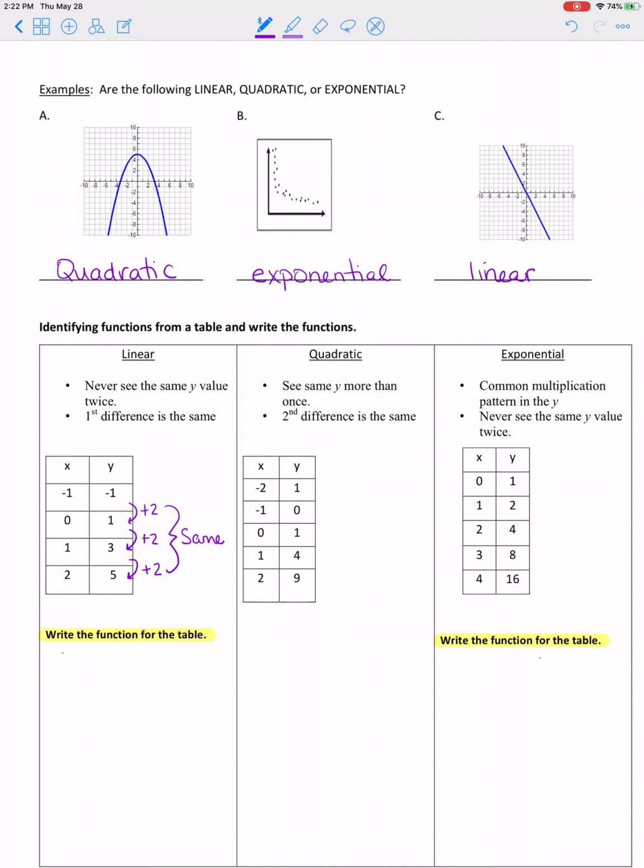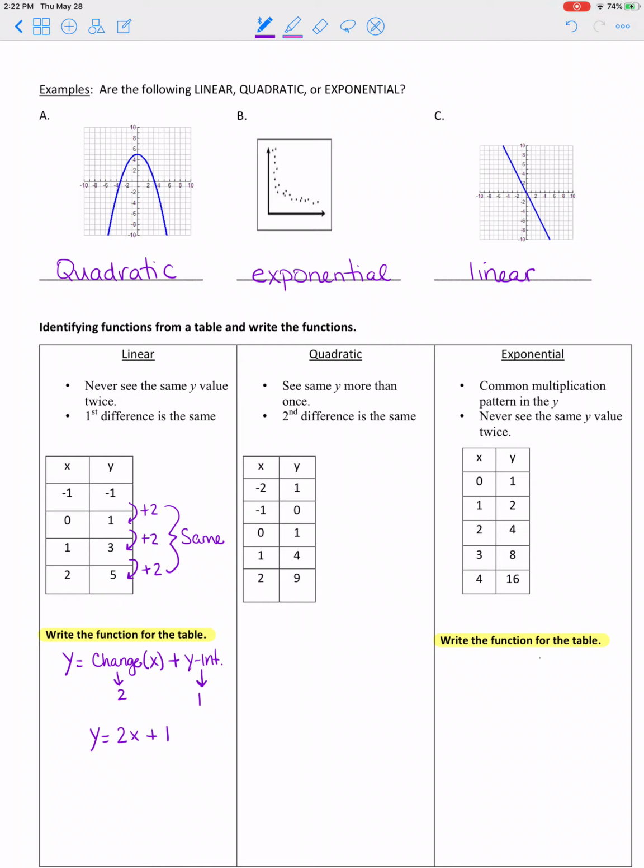When you write a linear function, you're going to have that change times x plus your y-intercept, which happens when x is 0. So the change in this graph is 2, the y-intercept happens at 1, so our equation would be y equals 2x plus 1.